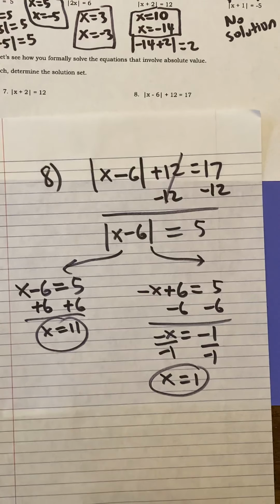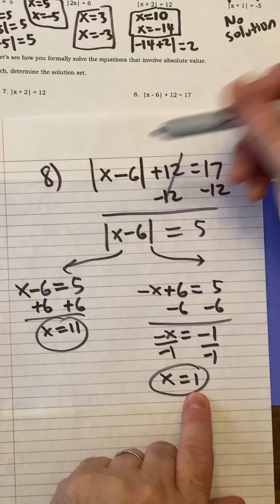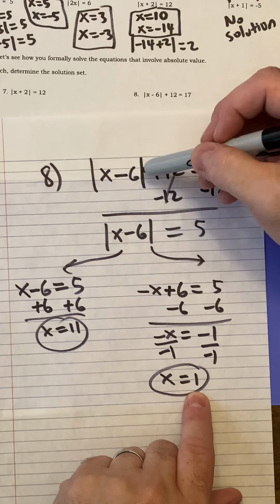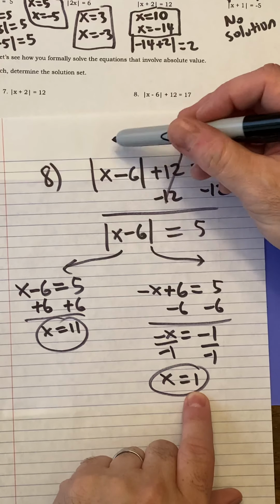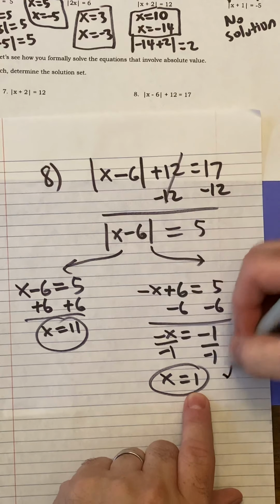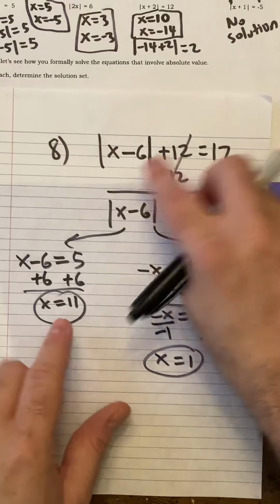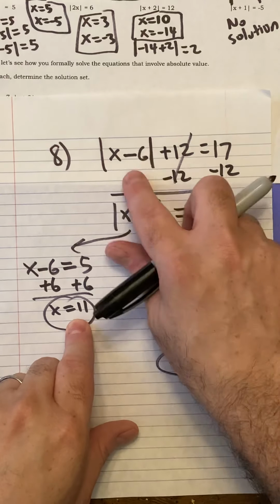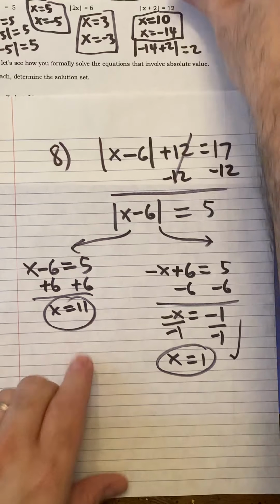So let's go back and see if this works. Plugging 1 back into here, 1 minus 6 is negative 5, but the absolute value of negative 5 is 5, and 5 plus 12 is 17, so that works. And 11: 11 minus 6 is 5. Absolute value of 5 is 5, and 5 plus 12 is 17, so that works just fine. All right, let's go take a look at some more problems here.